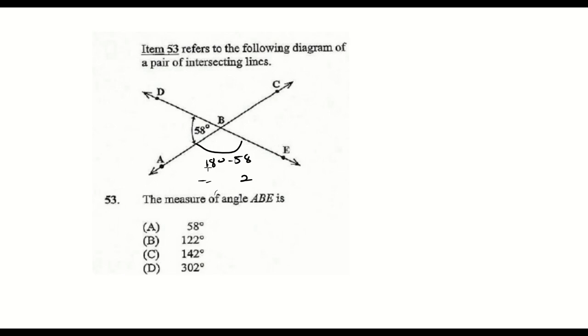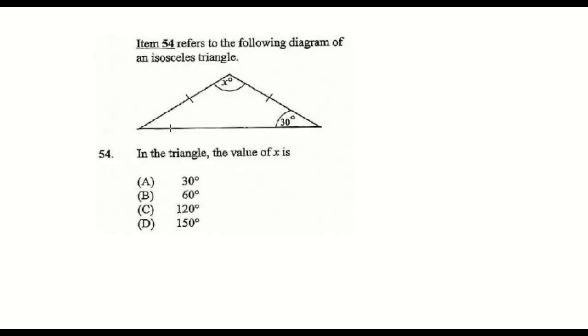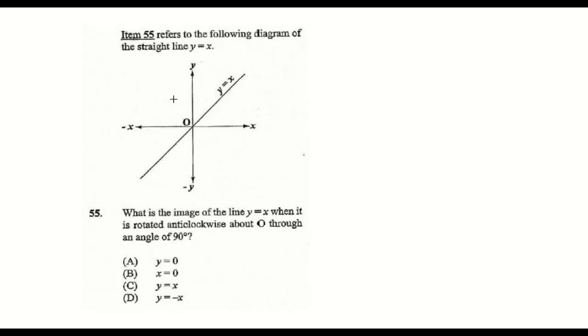Yeah, hold on, this would turn to 7, so 122. So the answer is B. This one here is an isosceles, so this is 30. This is similar to something that we have been doing, with answer 120. This is an anti-clockwise rotation. It's a repeated question, so that's why I'm not reading it. This is y equals negative x, so that is D.